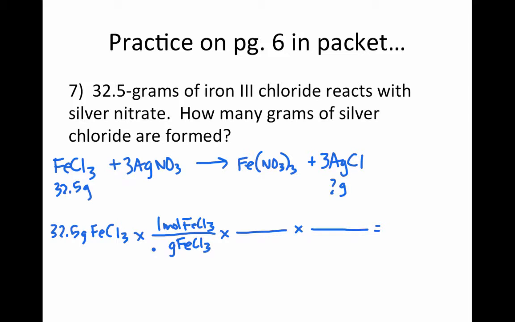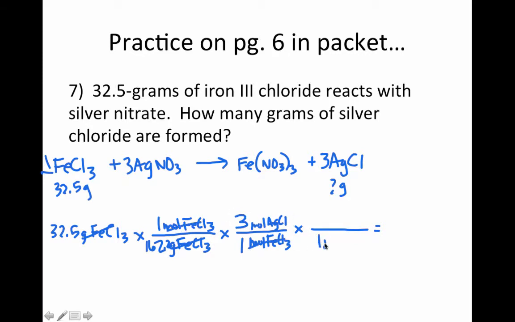I get 162.2. Okay, 162.2. That unit cancels. We do moles of iron 3 chloride to moles of AgCl. So moles of this to moles of this. This is my mole ratio step. 1 in front of the iron 3 chloride, a 3 in front of the silver chloride.